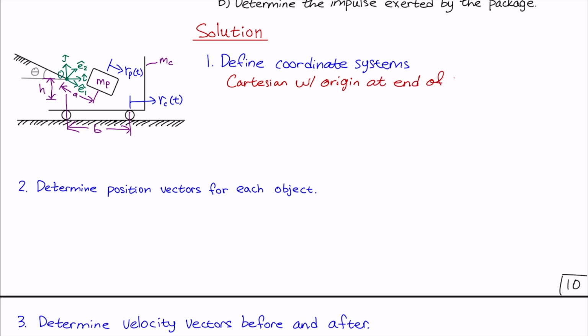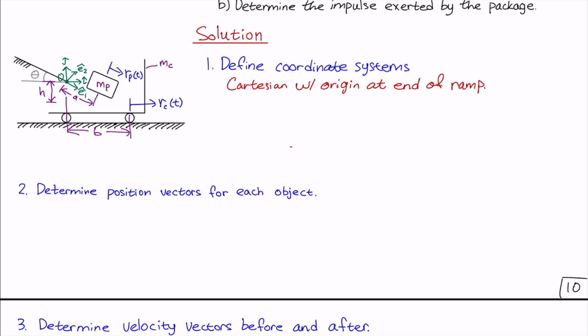You can pick any origin you want and put your coordinate system anywhere you want. This to me was just convenient, primarily because it allowed me to define 2 Cartesian coordinate systems and leverage the angle of the ramp as well to relate them.